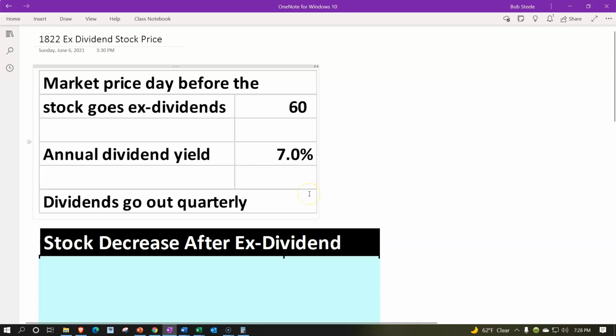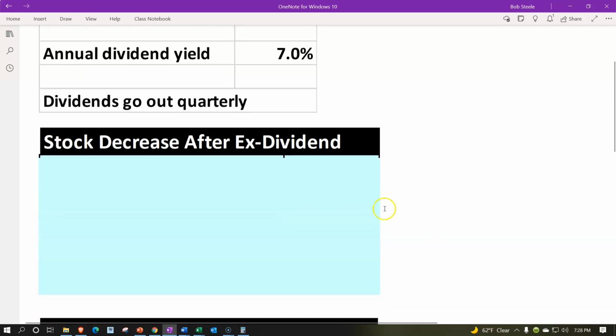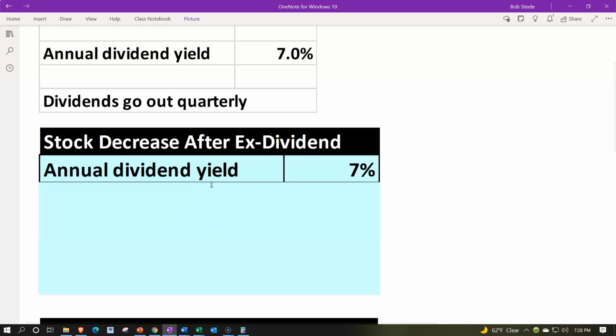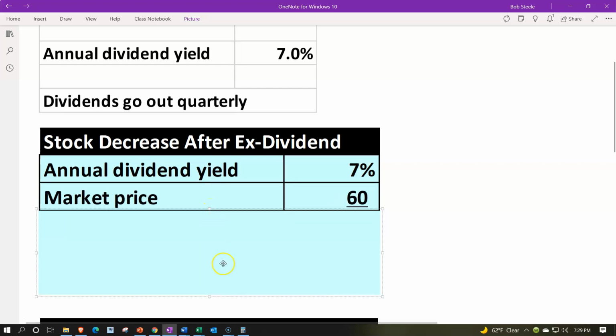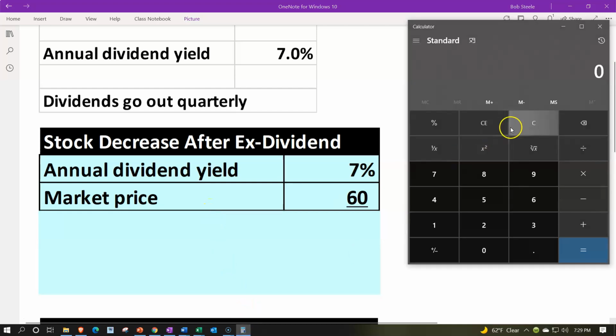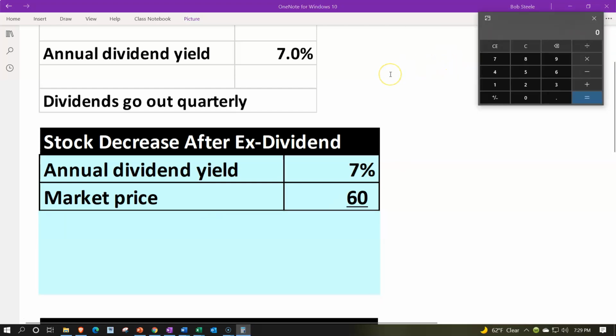Note here that the dividends are going out on a quarterly basis, throwing another wrinkle into the calculation. So for the stock decrease after the ex-dividend, the annual dividend yield we said was 7%. So that's on an annual basis that we're being given the yield. The stock price is $60. So if we take our trusty calculator, 0.07 times the $60.